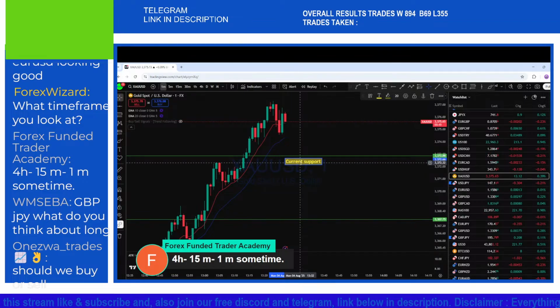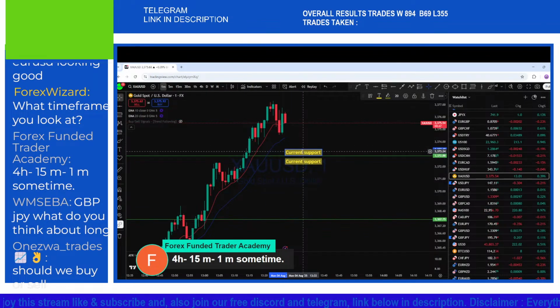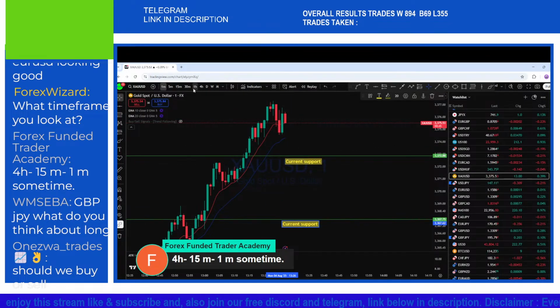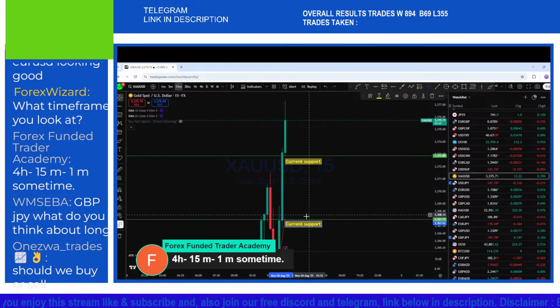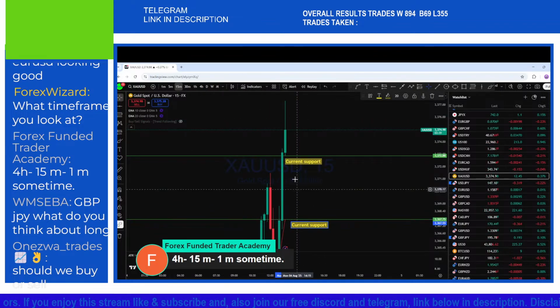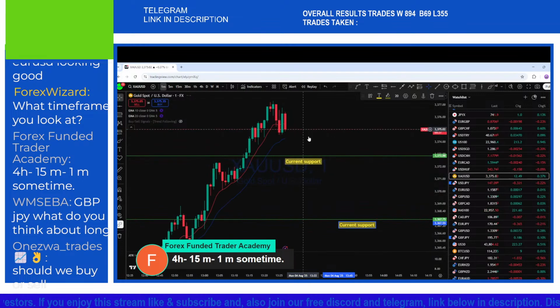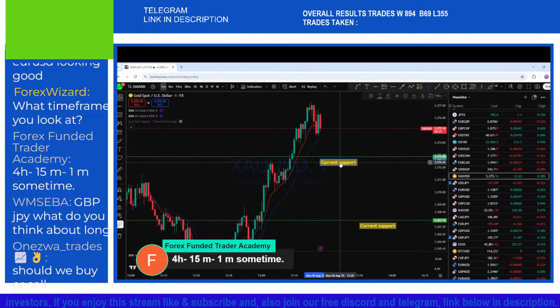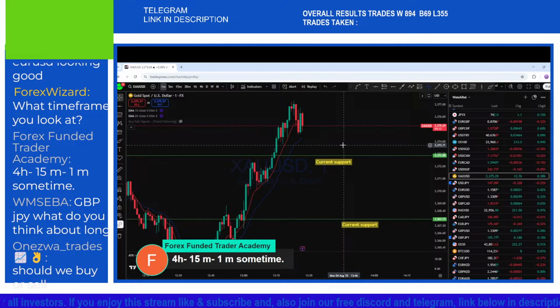So this is the current support on the 15 minutes, and also there is another support here with another 15 minutes candle. So back to back two important supports, along with the 15 minutes 20 EMA and also the current 15 minutes support. These are the two zones the market might test and then reject back again to the upside.